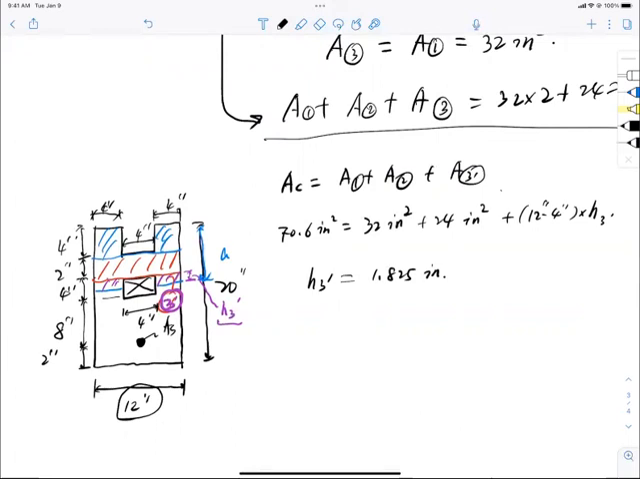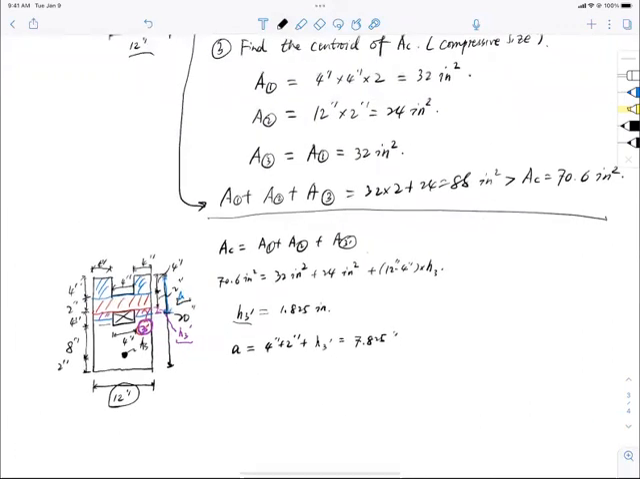1.825 inch. If that is the height of this purple zone 3 prime, then A, my effective compressive zone size, should equal 4 inch plus another 2 plus H3 prime. So it's 4 plus 2 plus H3 prime, and now you end up with 7.825 inch. Okay, and that is my compressive zone size A.